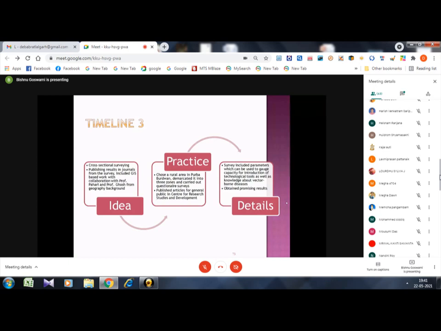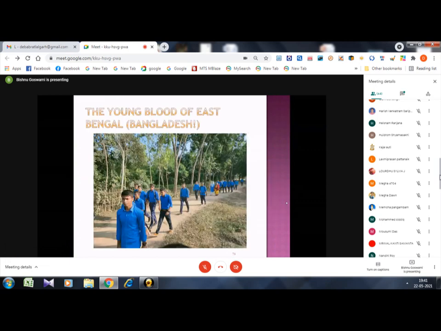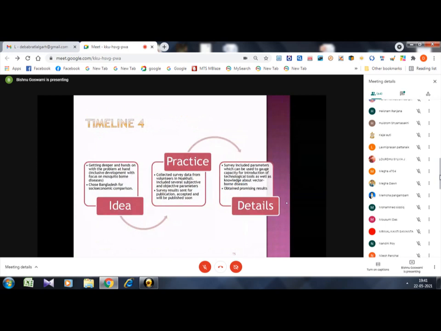We did a survey work and GIS-based work in a rural area of Purbo Bardhaman and demarcated into 3 zones and carried out surveys, and we found out the capacity for introduction of technological tools as well as knowledge about vector-borne diseases. And we did a comparative study with Bangladesh. These were the Bangladeshi students who were participating in the research process, and we found how to get deeper and hands-on with the problem at hand, that is inclusive development with focus on mosquito-borne diseases.